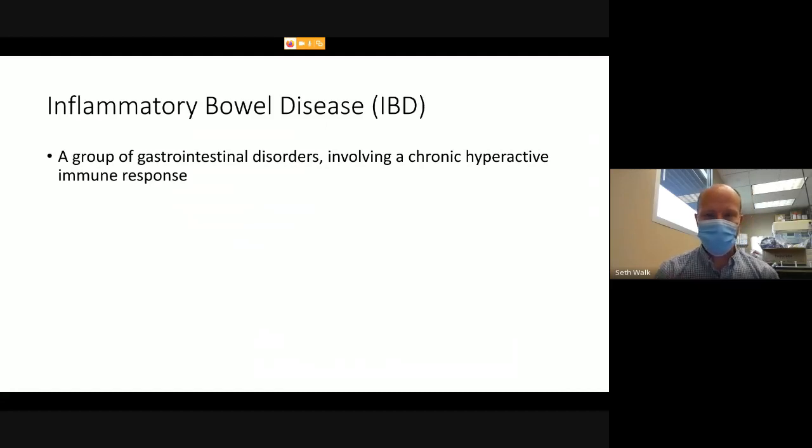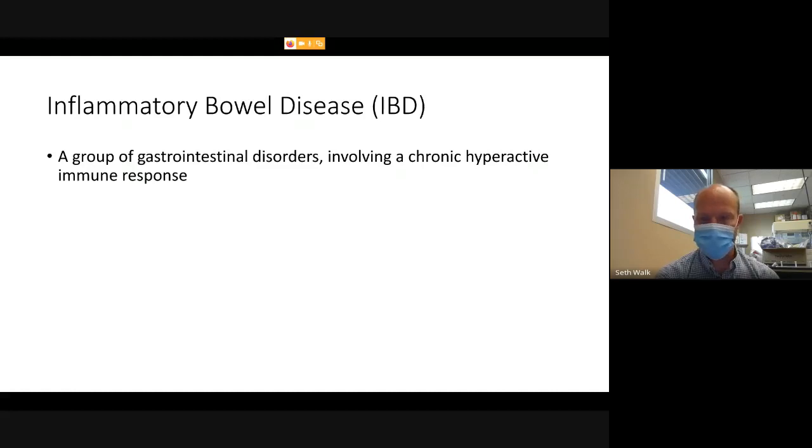With that context, I want to talk to you a little bit about inflammatory bowel disease. IBD is a group of disorders involving a chronic hyperactive immune response. Our immune systems are made up of different types of cells that sense and respond to invading pathogens or invading microorganisms, or some inanimate things that they know just shouldn't be there, like if we get a splinter.